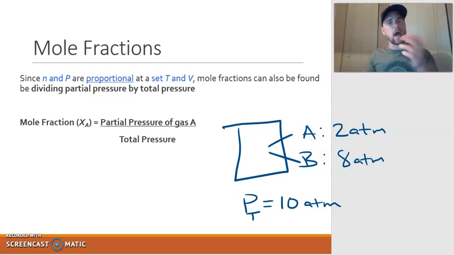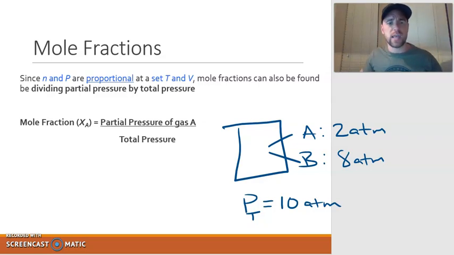And what if I said, okay, I want you to figure out the mole fraction for gas A and gas B? You may be like, how can I possibly figure out a mole fraction? I'm not given any moles. I can't figure that out. Well, there's actually a really convenient and useful relationship.